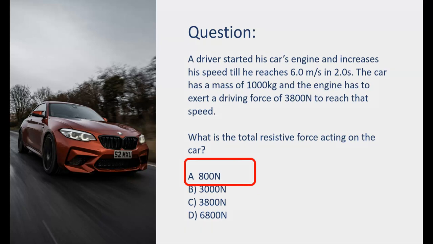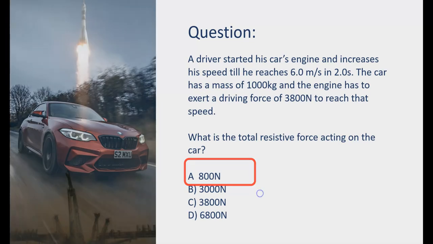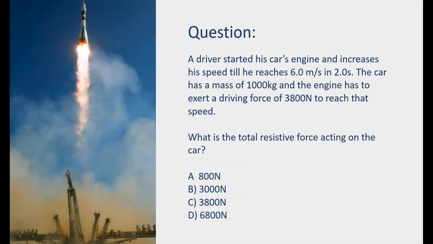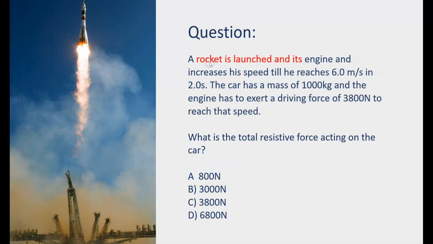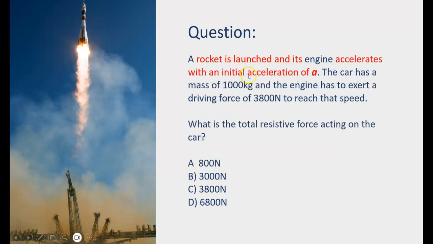Now, what if the question is changed slightly? Say we change from car to rocket, as follows. A rocket is launched and its engine accelerates with an initial acceleration of A. So this time we are not given the speed, but we are required to calculate the acceleration. What other data are we given?